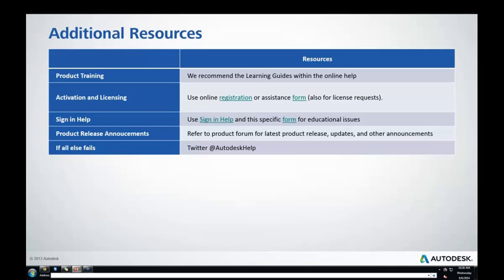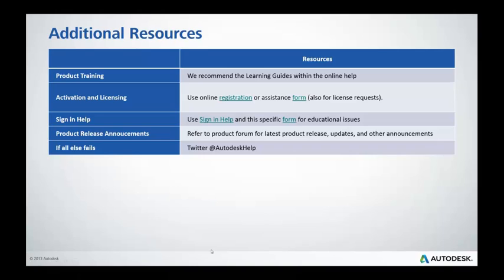And in terms of activation licensing, there are forms you can go into and actually request your licensing to be generated for you. There's some links in here that you can pull up. In terms of self-help, we sort of talked about that as well. You can sign in to the help and get some more information. There's also a link here for educational issues for students.